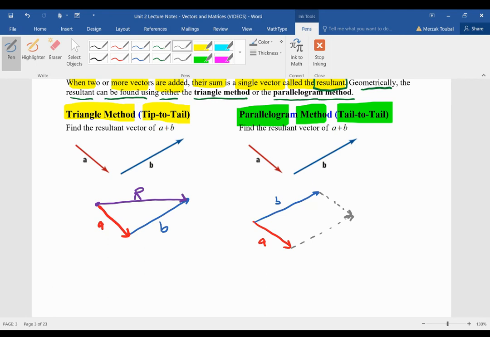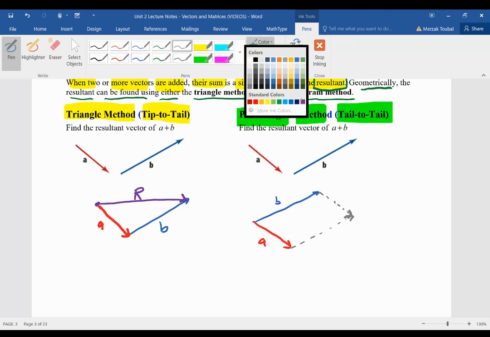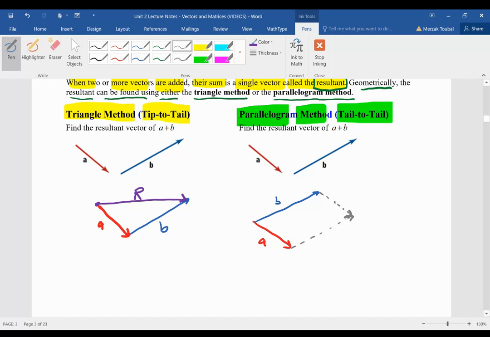Good. Finally, now we can draw the resultant vector. So the resultant vector would go from the tail of both vectors to the tip of both vectors, but the replicas, of course. So it's like drawing a rectangle.